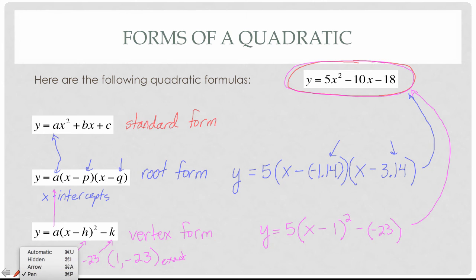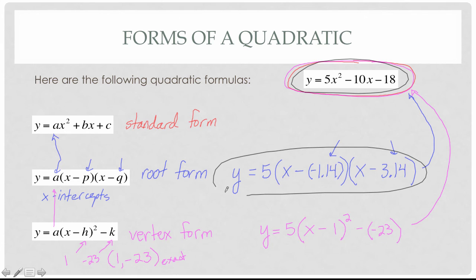So there you go. You got 3 different ways: standard form, root form, and vertex form of writing the same quadratic equation. It just depends on what you're given, what you want to express, or what way is easier when you're trying to solve and work with word problems and quadratic equations.